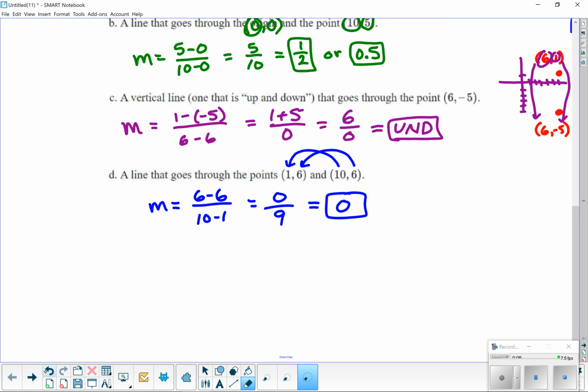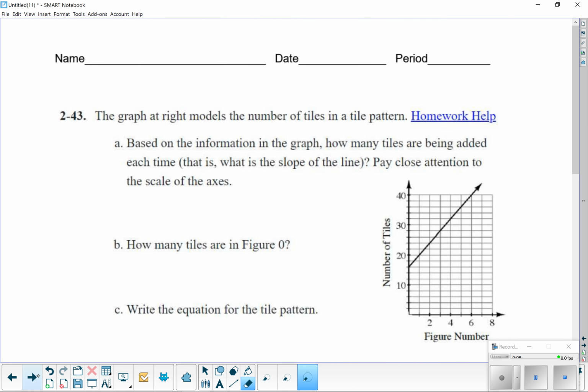Okay. All right, backside. The graph on the right models the number of tiles in the tile pattern. Based on the information on the graph, how many tiles are being added each time, which basically is the slope of the line. Pay close attention to the scale of the axis. All right, so let's look. It's basically saying pay attention.